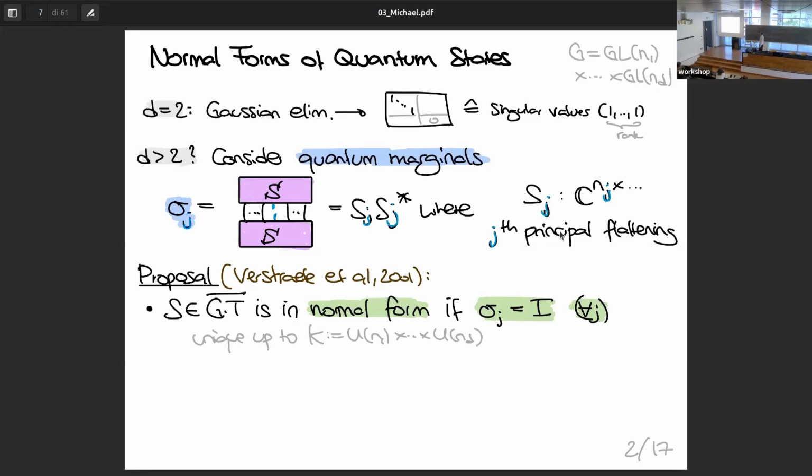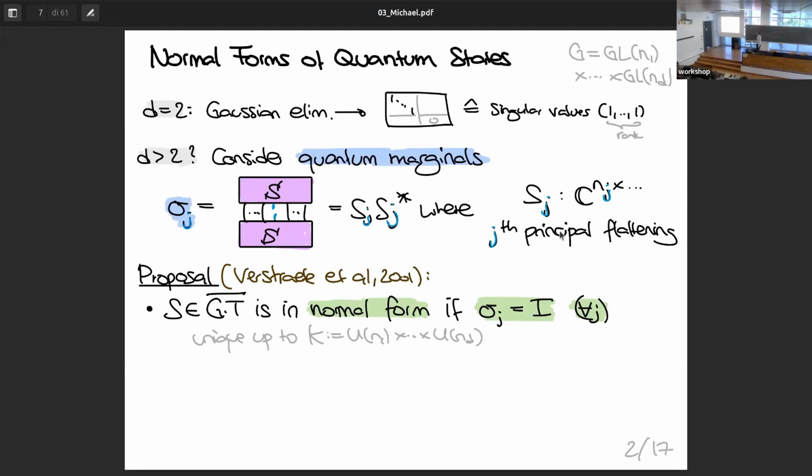In the language here, basically what they propose is, if you have a tensor T, then a degeneration, something in the orbit closure of that tensor, S is a normal form if all of these quantum marginals are equal or proportional to the identity matrix. So that's the definition. And it's a basic fact of geometric invariant theory that this is unique up to unitary transformations, in the same sense that the singular values do not determine the matrix, but determine it up to unitaries on the left and on the right.